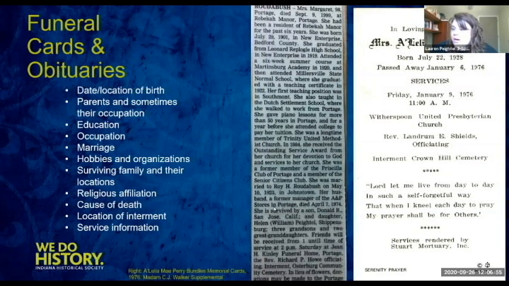It talks about how her husband was a former manager of the store in Portage, Pennsylvania, and when he died, it talks about their children who are surviving, their grandchildren, and great-granddaughters. And then it goes on to talk about funeral arrangements.